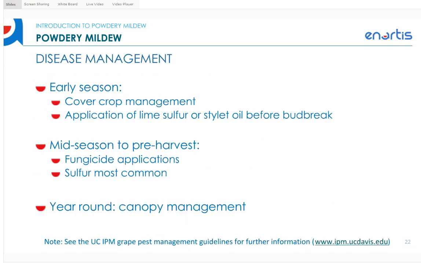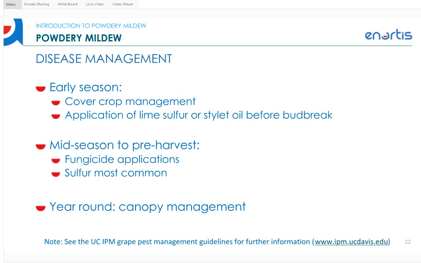So, disease management, very briefly. In the early season, with the ascospore release, and by early season we mean essentially dormancy to bud break, it's important to control the cover crop, as an overgrown cover crop can increase relative humidity in the vineyard canopy, which increases the incidence and severity of powdery mildew. This is where lime sulfur or oil can be used to suppress the initial ascospore release. From mid-season to harvest, fungicide applications are applied at various intervals depending on disease pressure as a preventative measure.